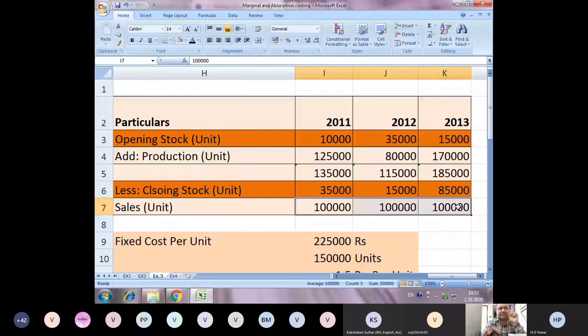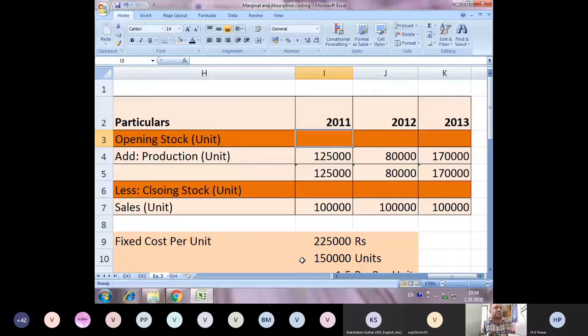Now understand very carefully. The opening and closing stocks are not given to you, but the production units are given, and the sales are given. Opening stock of 2011 is given in the balance sheet as 27,500. And on page number 42, it is said that the stock of finished goods mentioned above was 10,000 units. So in the year 2011, you have 10,000 units as opening stock.